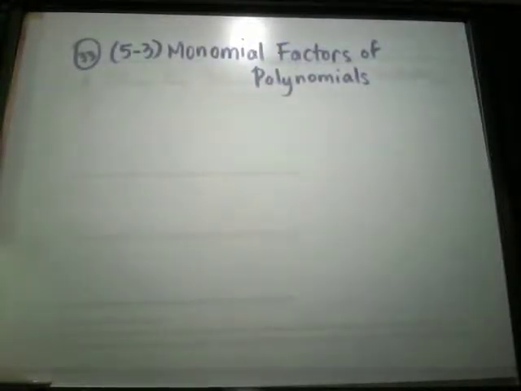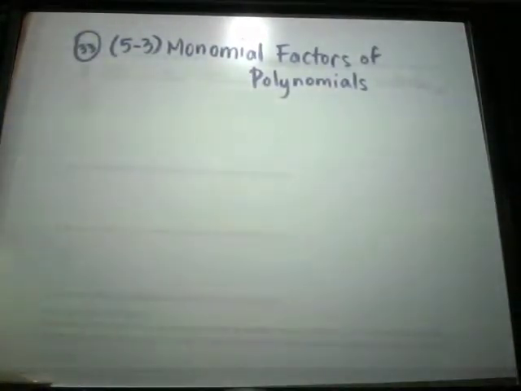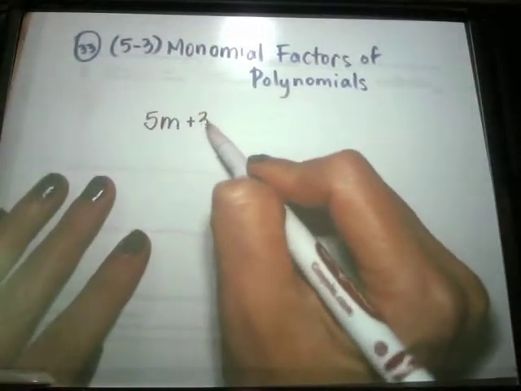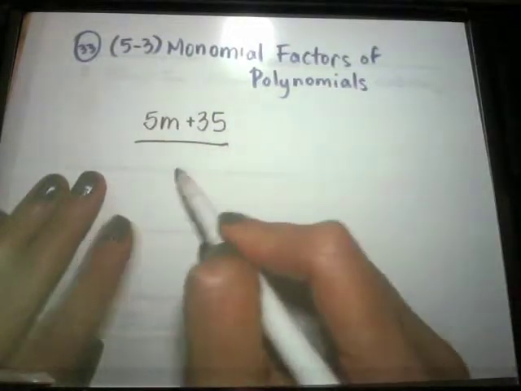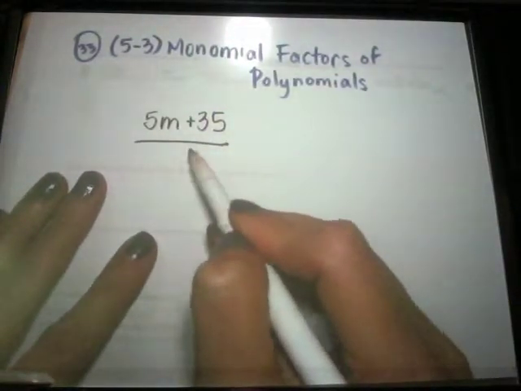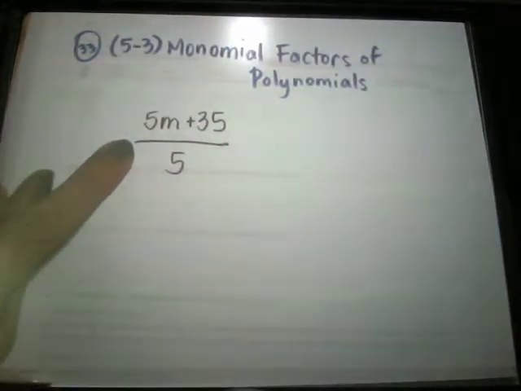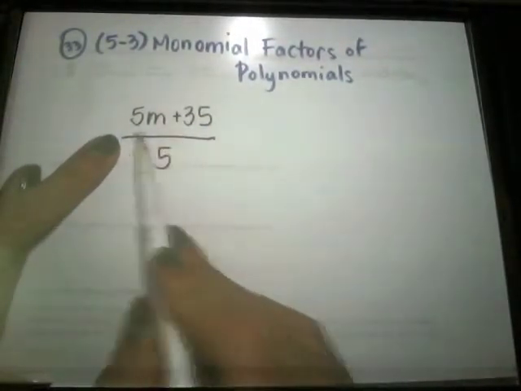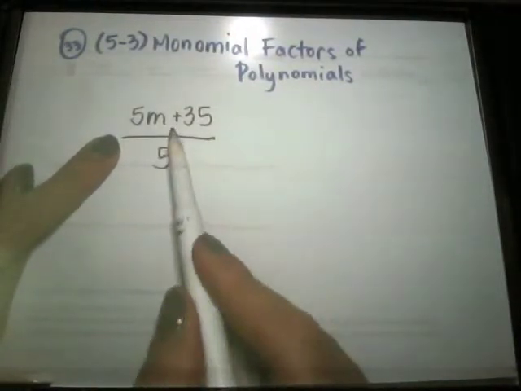Monomial factors of polynomials. Here's the deal, guys. We are going to be starting to have, instead of a monomial as the numerator that we divide by a monomial, a polynomial as the numerator. So the difference between this and what we've been doing is that because this numerator is a polynomial, in this case a binomial, it means there's addition and subtraction.